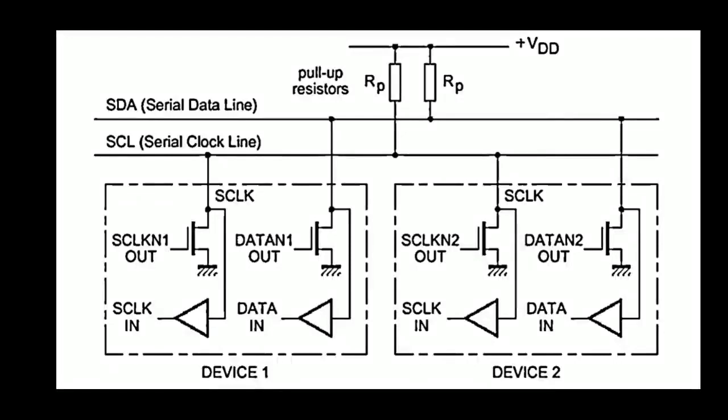Here we can see that there are two devices, device 1 and device 2, which are connected to the supply voltage through a pull-up resistor RP. Here there are two RPs, one for connecting serial data to the supply voltage and the other for connecting the serial clock line to the supply voltage. And this pull-up resistor is common for both devices. In this configuration, the voltage level at the SCL and SDA pins of both devices should be a high voltage, because these pins are connected to the supply voltage through a resistor.